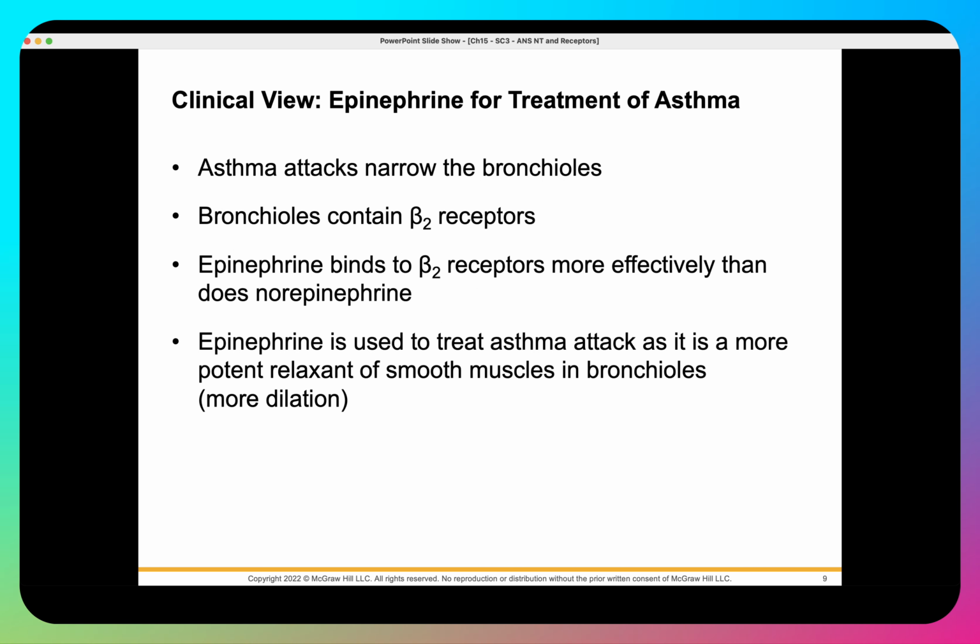It's binding to those beta-2 receptors and resulting in relaxation of the smooth muscle in the bronchioles, making it easier for air to move through the bronchioles.